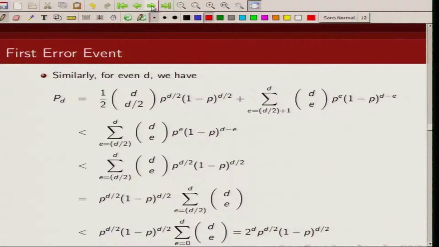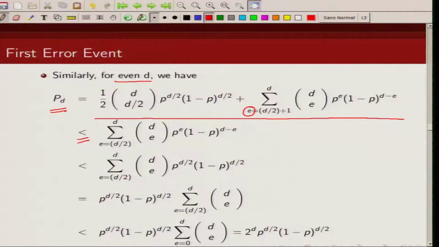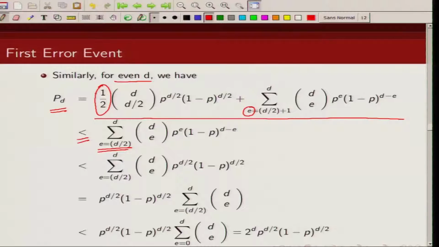Next, let us do the same thing for even d. For an even d, the expression for first event error is given by this expression. The first thing I did was upper bound this by changing this exponent from e by 2 plus 1 to e by 2. Note that in this expression, when the error pattern is d by 2, I considered a 50% probability of making an error. Now, I just removed that, and that is why I am getting an upper bound here.